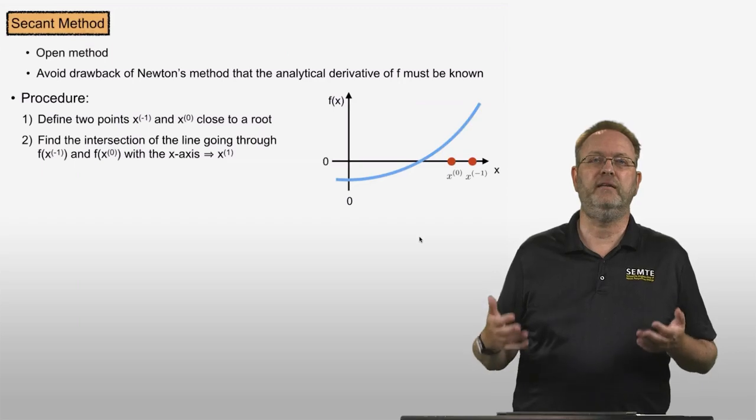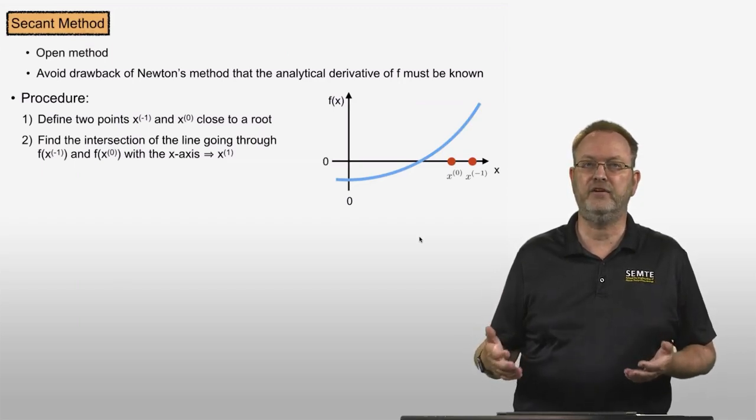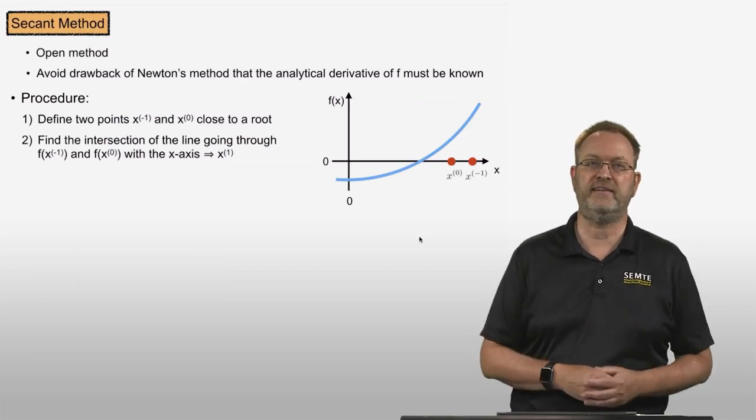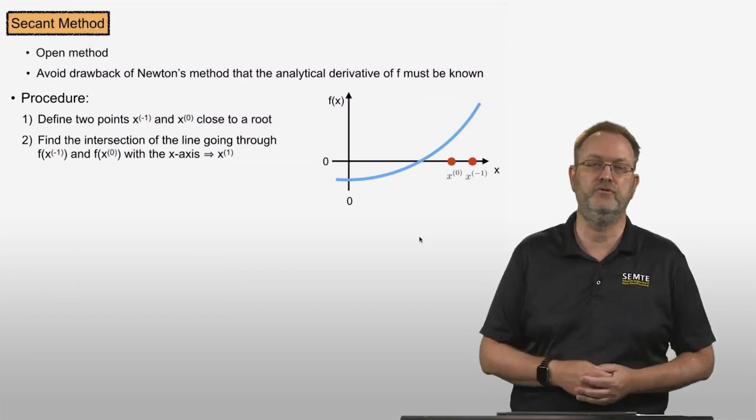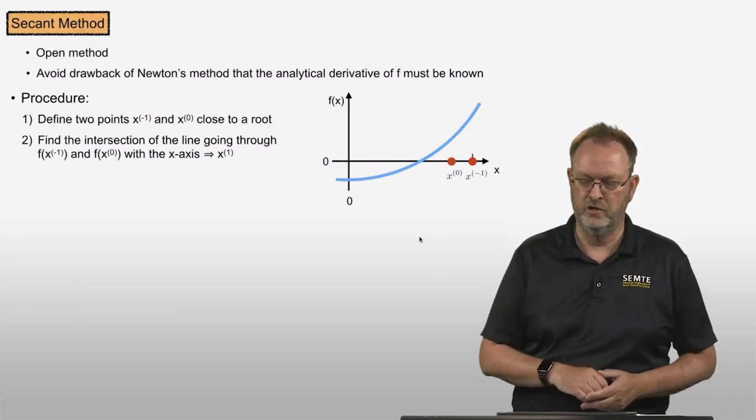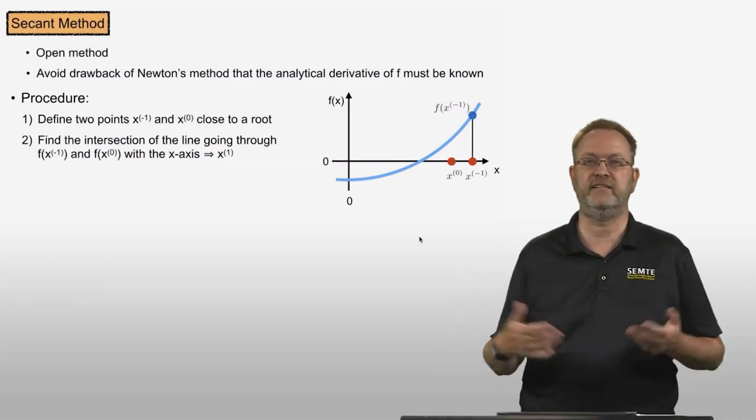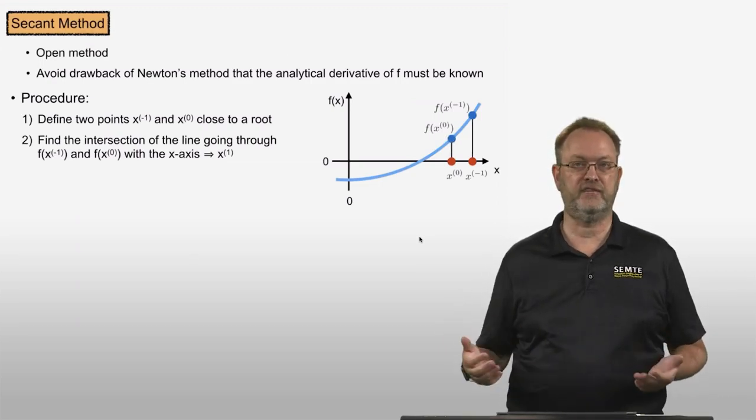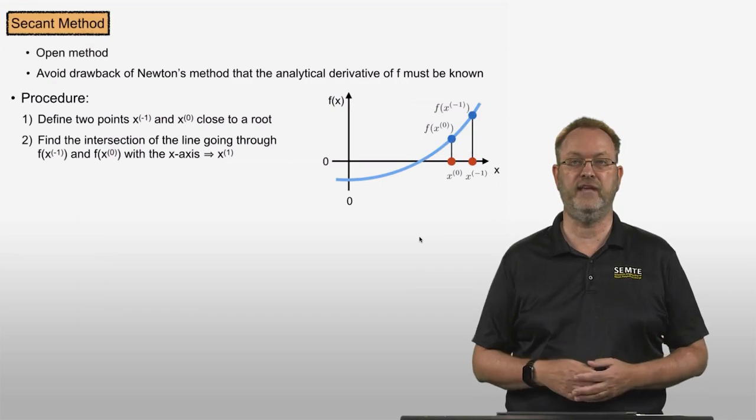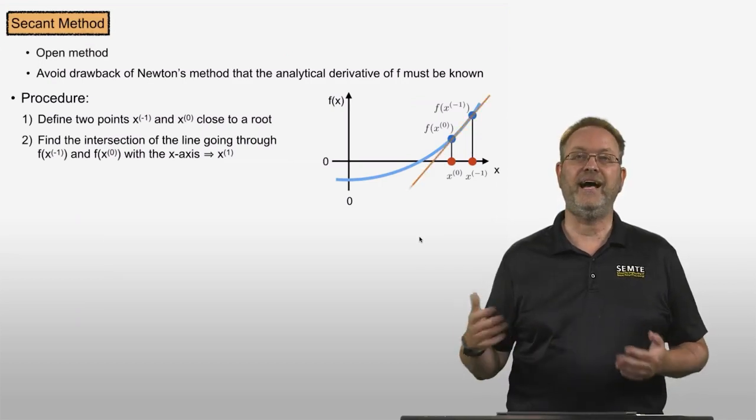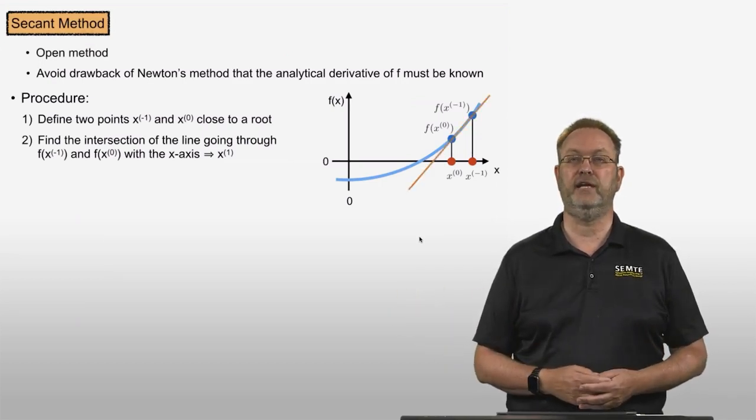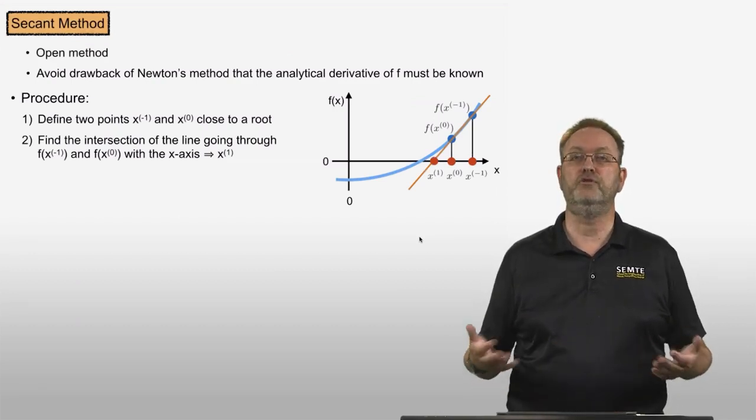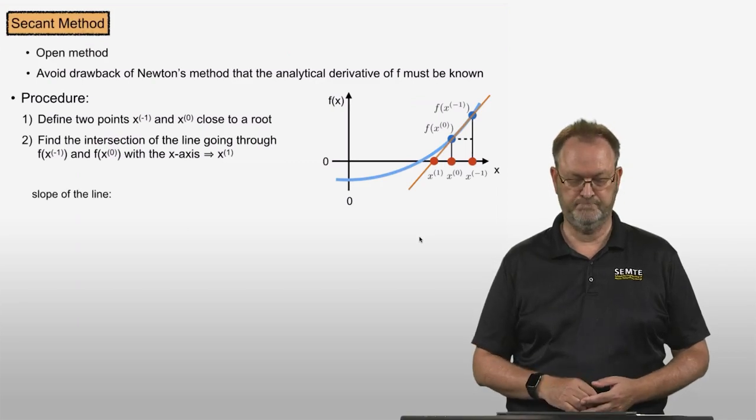It tries to find the intersection of the line that goes through the function values of these two points with the x-axis, and that intersection will be my new solution estimate x1. So let's do this. I'm going to have my point x negative 1. I'm going to evaluate the function at that point. I have my point x naught. I'm going to evaluate the function there. And then I'm going to draw the line through those two function values, and I'm going to find the intersection with the x-axis, and that will be my new solution estimate x1.